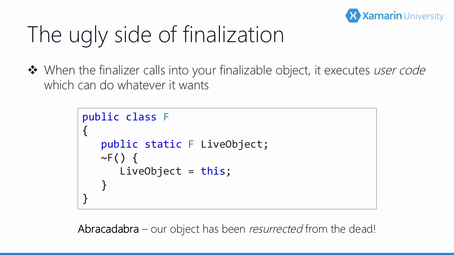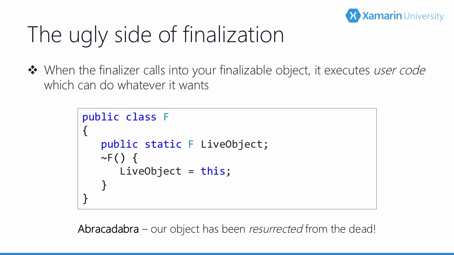So the first thing that you want to remember is, once we finalize the object, it's now out of that ready to finalize queue, and therefore, even though I made it alive again, it's not going to get finalized a second time. It doesn't get put back into the needs finalization queue. All right. So once it's out of that queue, it's out for good.